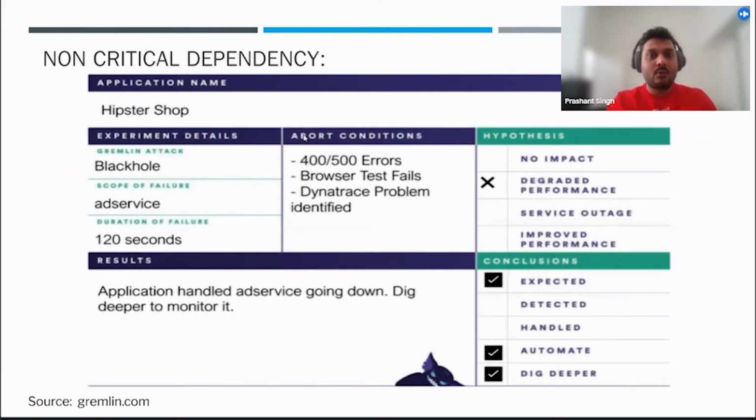For 2 minutes. And there were some abort conditions. When I said you should have a stop button, you should press the stop button when you have 400 or 500 errors in these 2 minutes, or you see any browser test fails, or your Dynatrace identifies any problem. The hypothesis was that performance will be degraded, and their conclusion was: the application handled the ad service going down, dig deeper to monitor it. This is an example result card. We can make our own, or follow something like this.